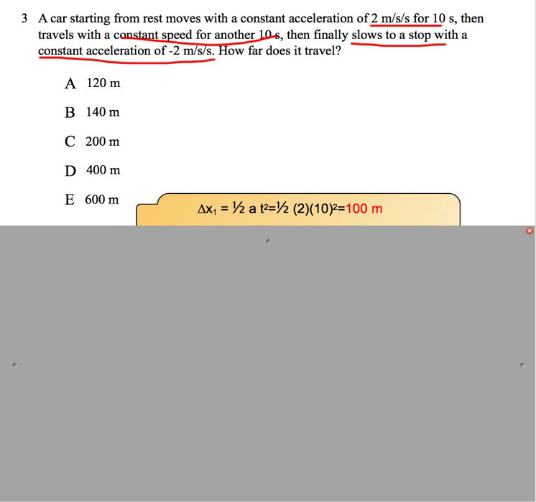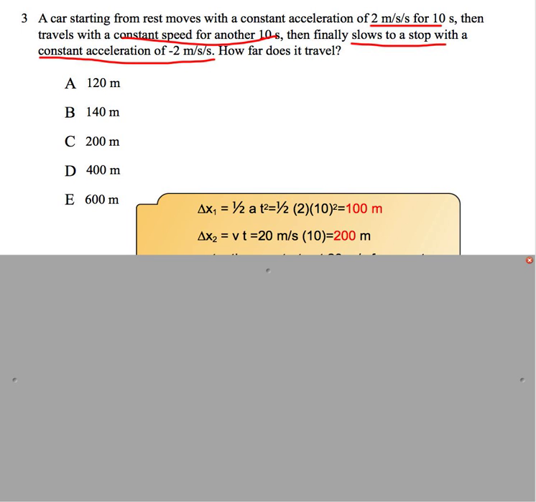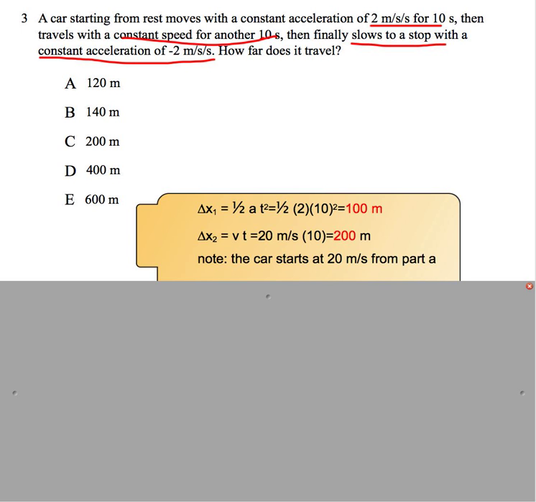So the first one I'll do using that equation. What's the acceleration? The acceleration you find from the graph, the acceleration you're given, is 2 meters per second squared. So you can use this equation. During that first 10 seconds, it goes that distance. During the second 10 seconds, it travels at a constant speed of 20 meters per second for 10 seconds, so it goes that distance.